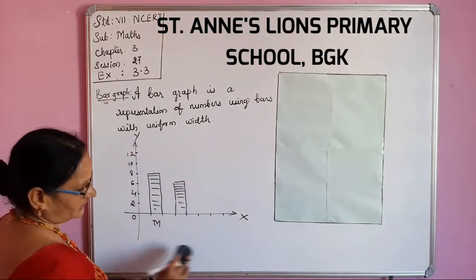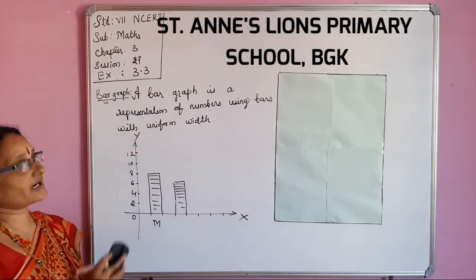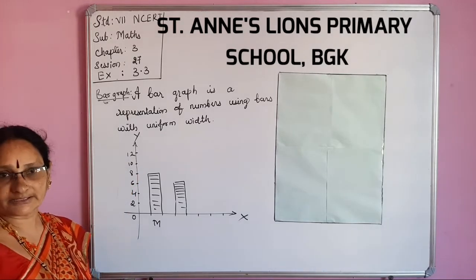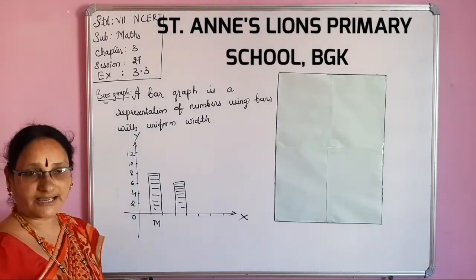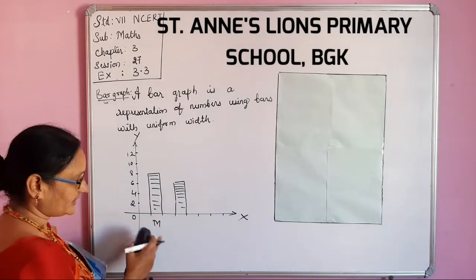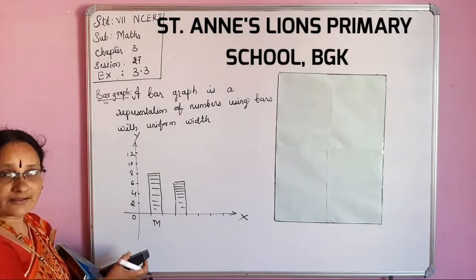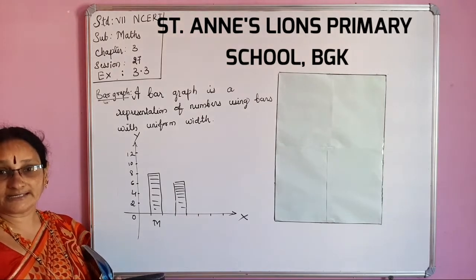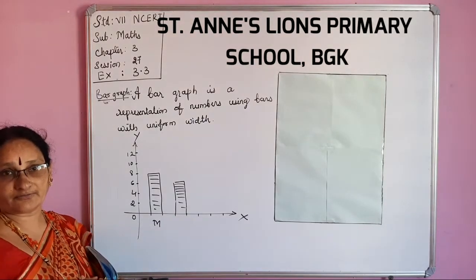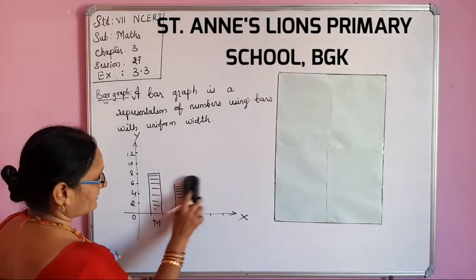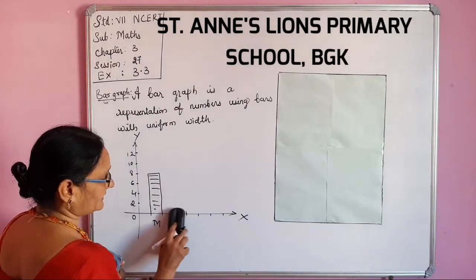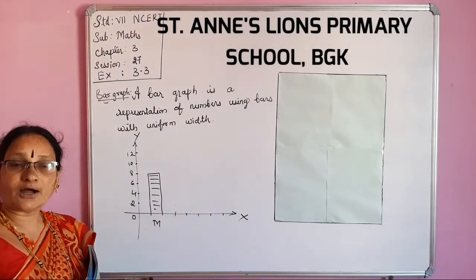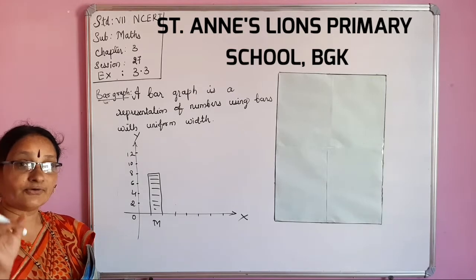See, this is the clear picture of the definition of the bar graph. Sometimes we are using, here I used just one person, but we can also compare two persons' scores at a time. That is a double bar graph.